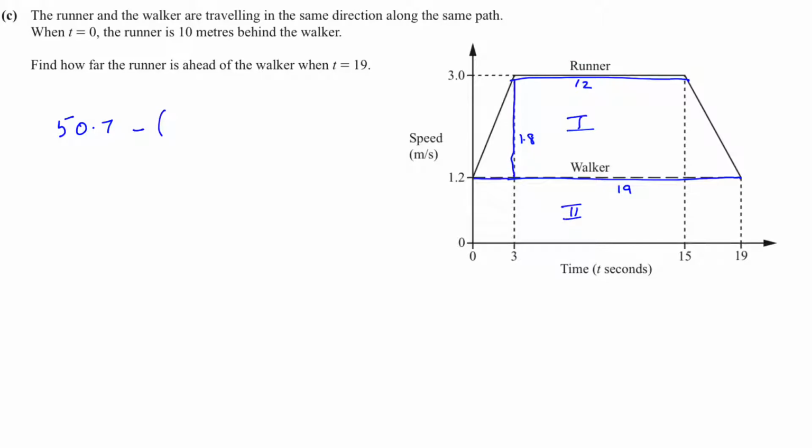So therefore, length times width. The length is 19 and the width is 1.2. This will give us 22.8. The runner was 10 meters behind the walker, so we have to subtract that 10 and we will get 17.9 as our answer.